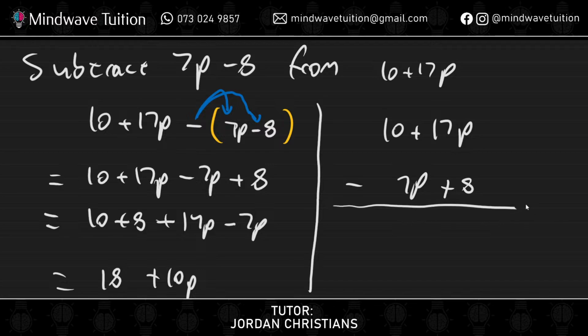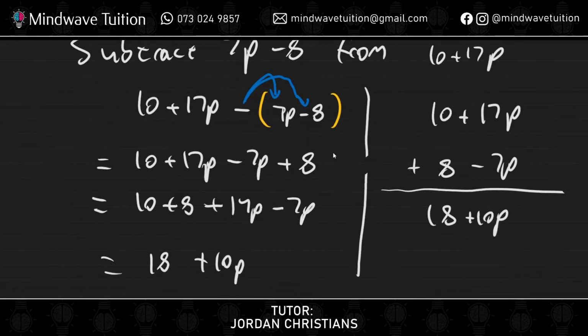So actually let's rearrange this a bit as well. So it's negative 7p, I'm just going to write afterwards. Negative 8 will become positive 8, and 7p will become negative 7p. So it will be 18 plus 10p. So this method is a bit more confusing when it comes to minusing, so I don't recommend this method. I recommend this one, because this clearly shows you the brackets. So always put your brackets down when you are subtracting that term.